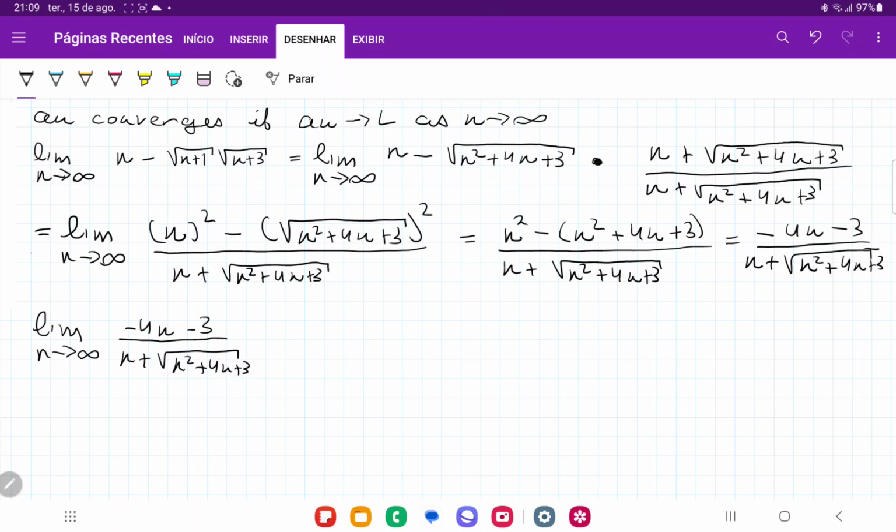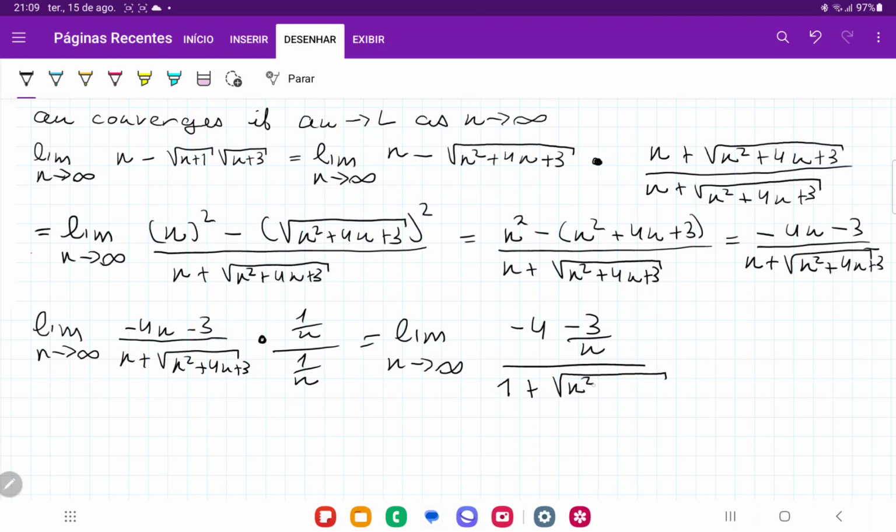plus 4n plus 3. Okay. And then what I'm going to do here is divide the top and the bottom by n. So I'm going to do 1 over n and then 1 over n. So when I do this, I get the limit as n approaches infinity of minus 4 divided by n is just minus 4, and then minus 3 over n. And then over here, n divided by n is just 1 plus square root of n squared plus 4n plus 3, and all of this divided by n.